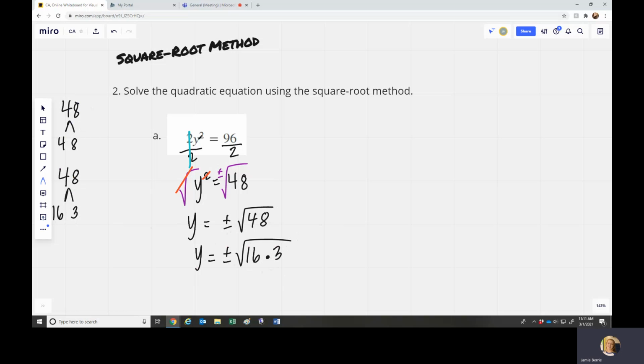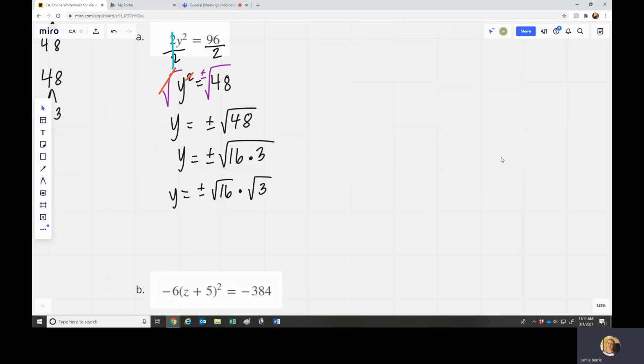Right now, I'm going to split this up into 2 radicals. So I have plus or minus the square root of 16 times the square root of 3. That's one of the properties of radicals, is that you're allowed to split them up across multiplication. And then we have y equals, we know that the square root of 16 is 4. So that's plus or minus 4 on the square root of 3.